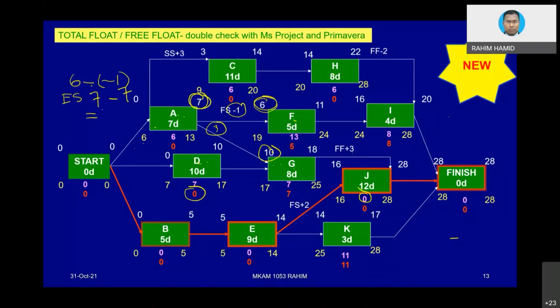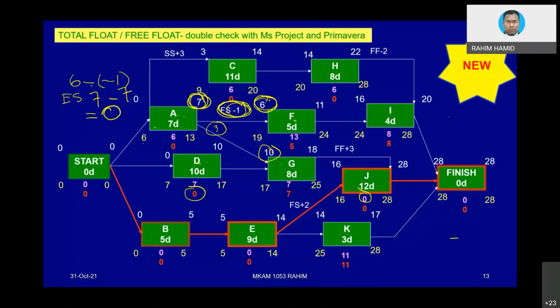So meaning to say, if you want to take free float, not only do you take the differences between these values, but you must also consider the lag or lead mentioned here. Then only you get the right values. Otherwise, you might get things wrong. You need to consider it. It is not that straightforward anyway.